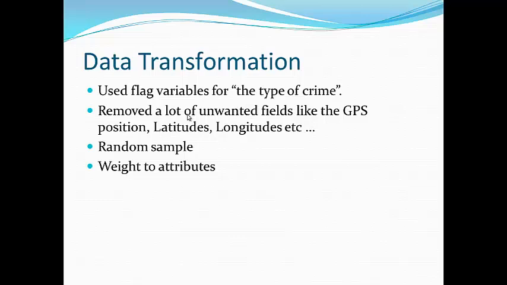In addition to this, we also transformed the data in the following ways. We used flag variables for the type of crime, and we also removed a lot of unwanted fields like the latitudes, the longitudes, the GPS position, and other fields which we would not be using in this case. We also made sure that the random sample was chosen and the weight of the attributes was also taken. The advantage is, for example, a theft was assigned a lesser weight compared to a serious offense like murder. Another advantage is that it gives us a scientific analysis, and it is also easy to compute the chance of occurrence of an offense.